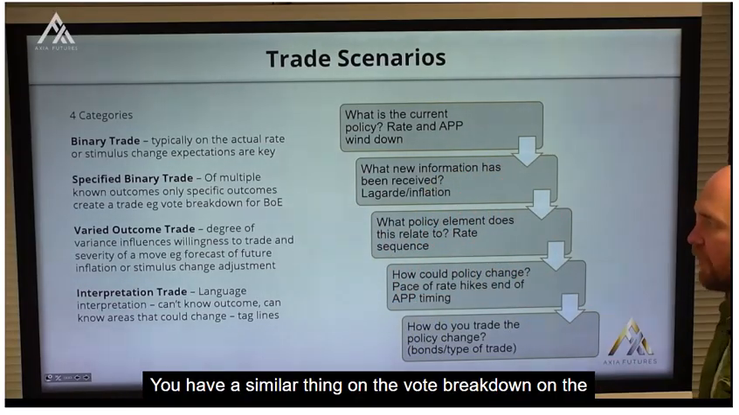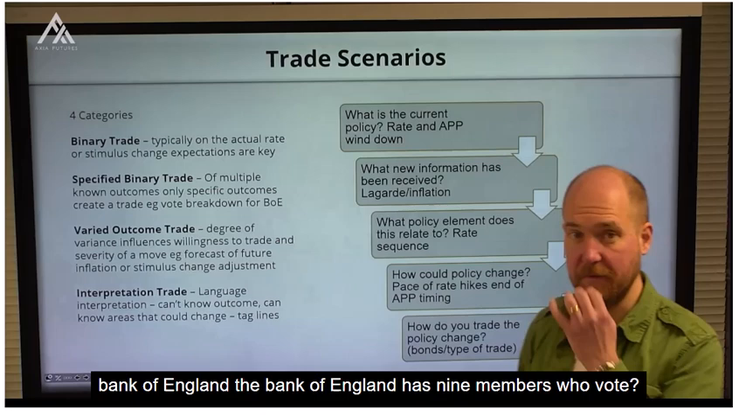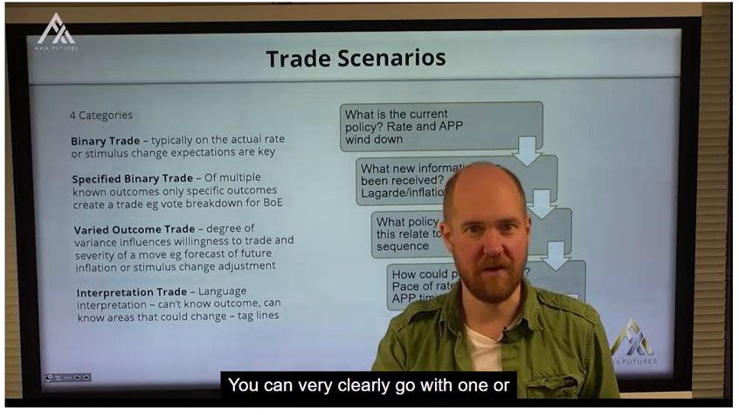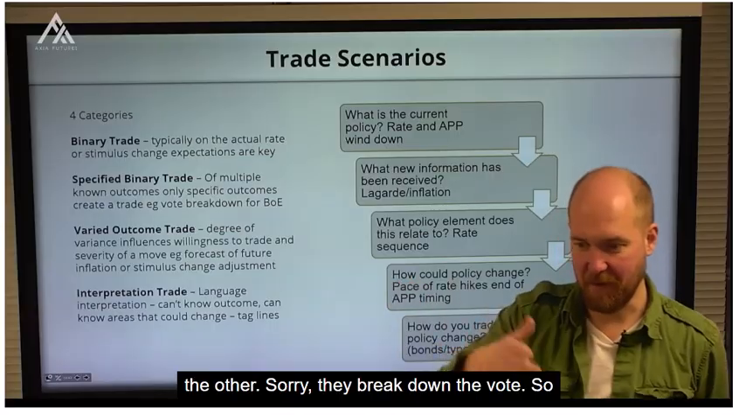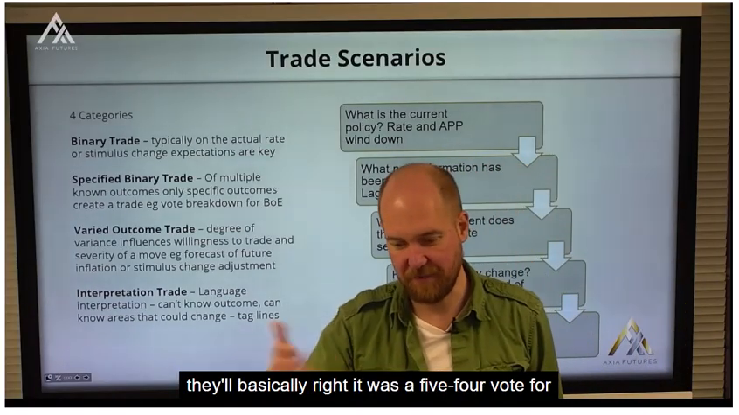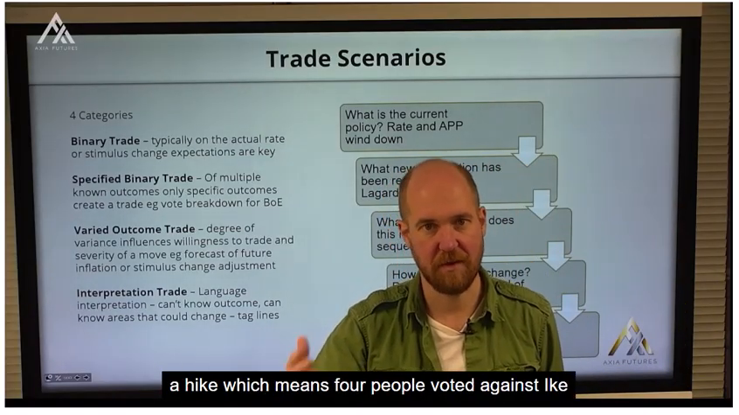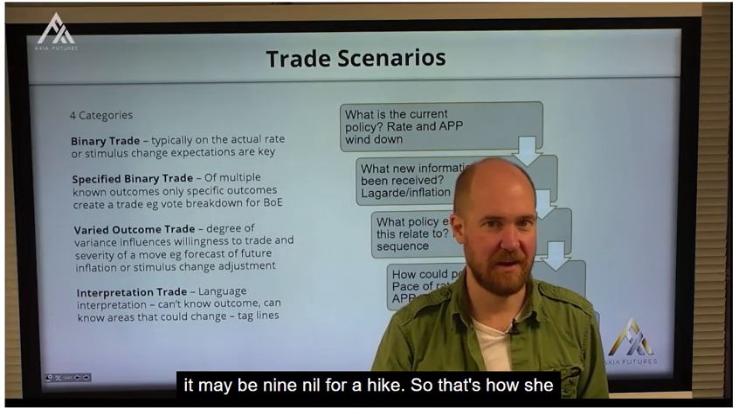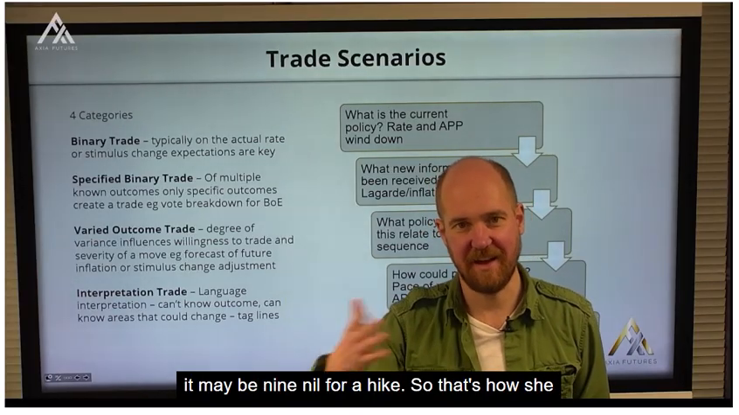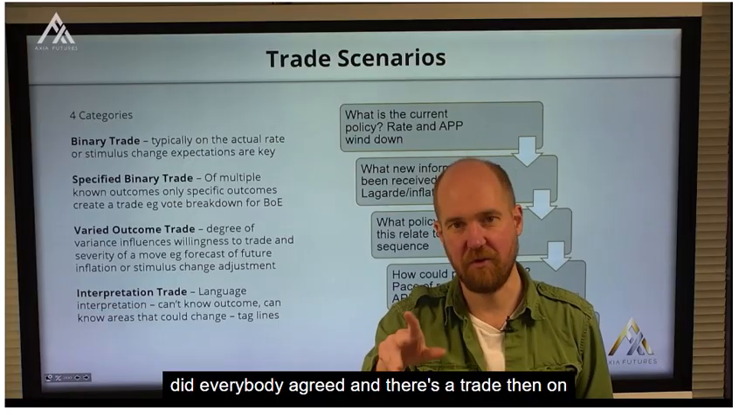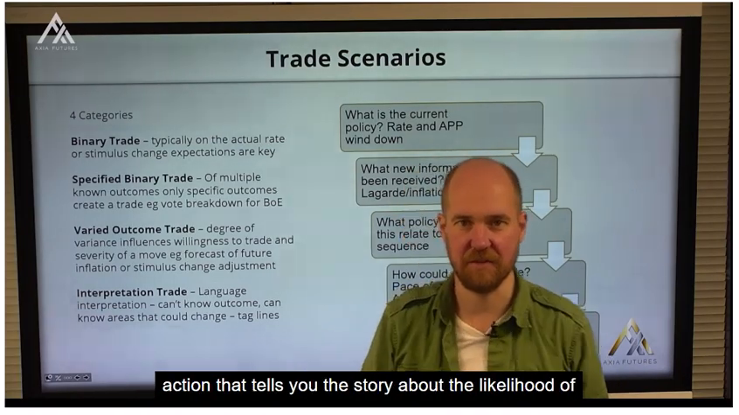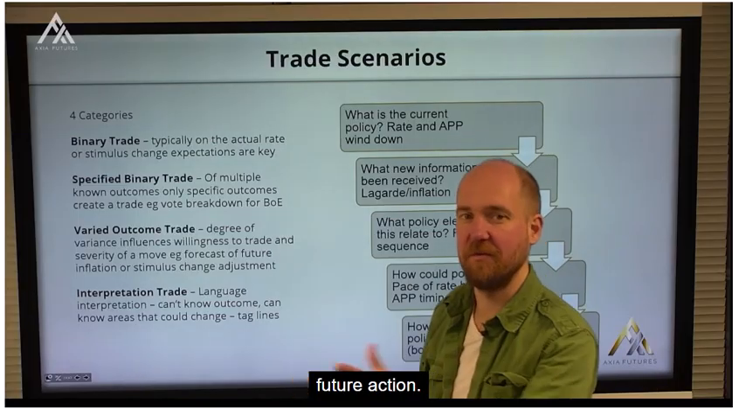You have a similar thing on the vote breakdown on the Bank of England. The Bank of England has 9 members who vote. You can very clearly go with one or the other. Oh, sorry, they break down the vote, so they'll basically write, it was a 5-4 vote for a hike, which means 4 people voted against a hike. So that tells you something. In another scenario, it may be 9-0 for a hike. So that tells you that everybody agreed. And there's a trade then on the number of people who vote against a certain action that tells you the story about the likelihood of future action.